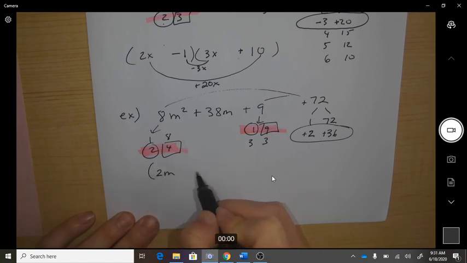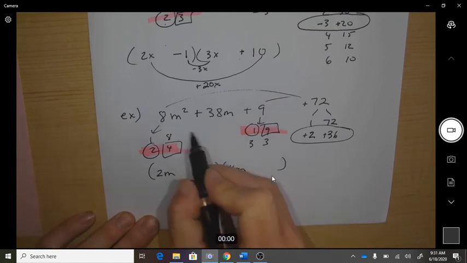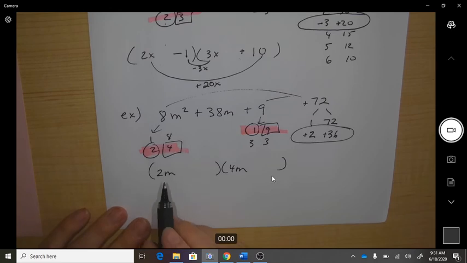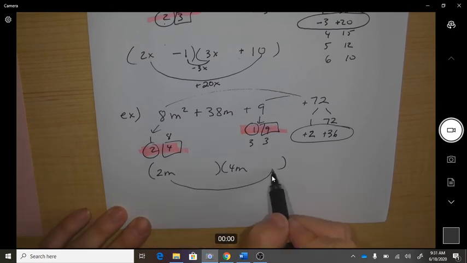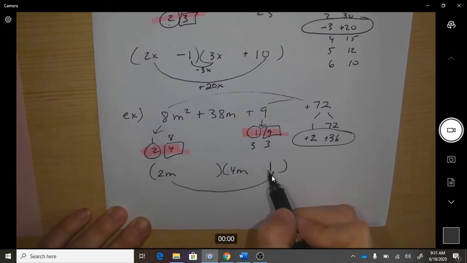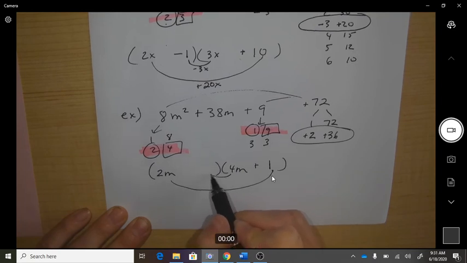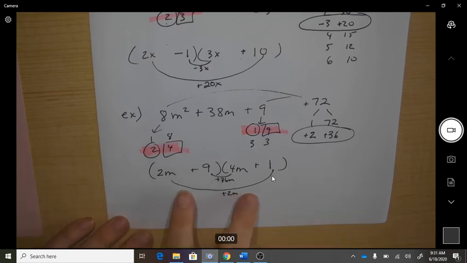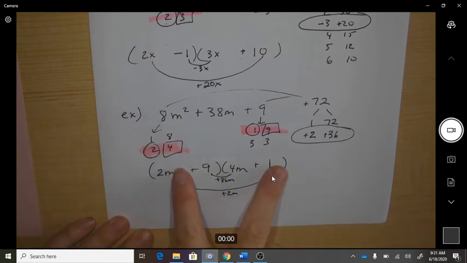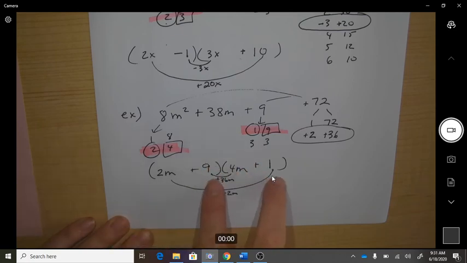So 2m and 4m get me my 8m squared. And outsides, 2 is with a 1. And 4 is with a 9. And you can see 8m squared plus 2m and 36m make 38m and plus 9.